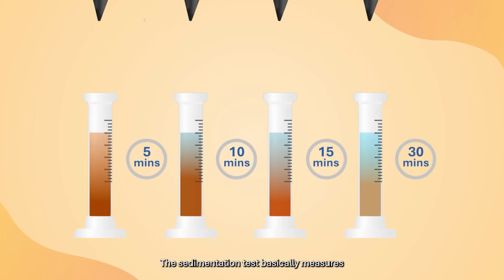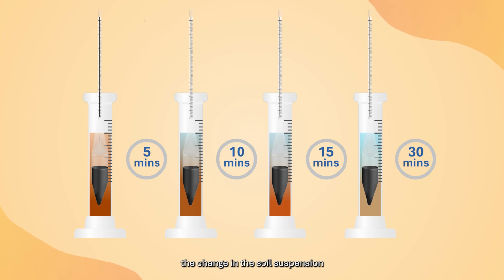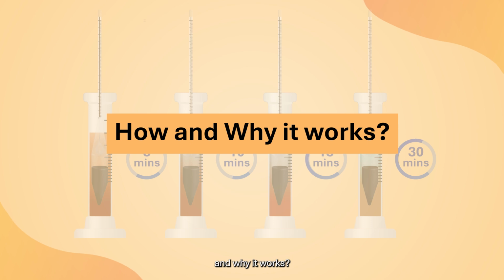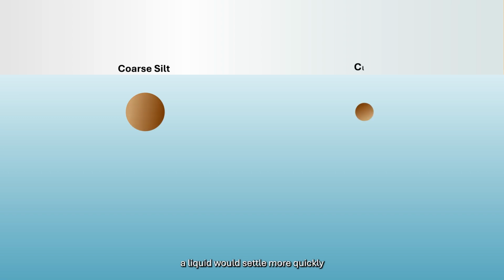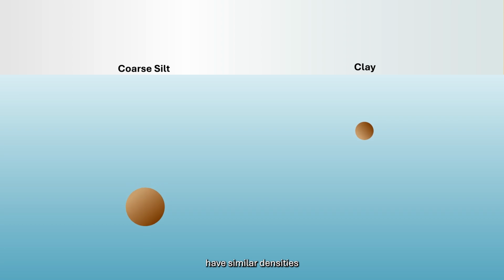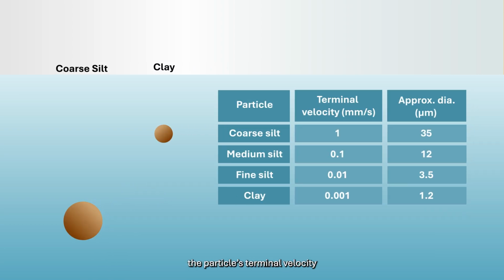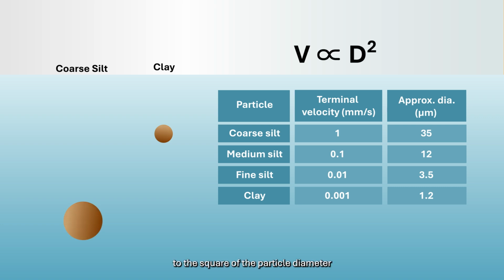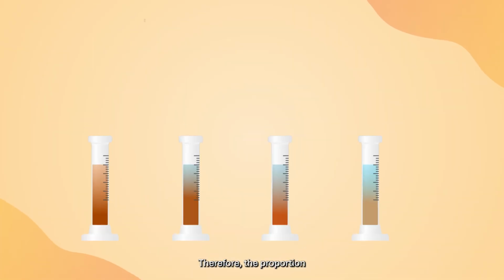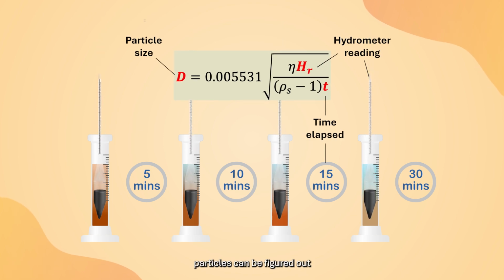The sedimentation test basically measures the change in the soil suspension density with time. But have you ever thought of how and why it works? The sedimentation theory is based on the fact that larger particles suspended in a liquid would settle more quickly than smaller particles, assuming all the particles have similar densities and are spherical in shape. According to Stokes' law, the particle's terminal velocity is proportional to the square of the particle diameter. Therefore, the proportion of different-sized particles can be figured out by monitoring the liquid density with time.